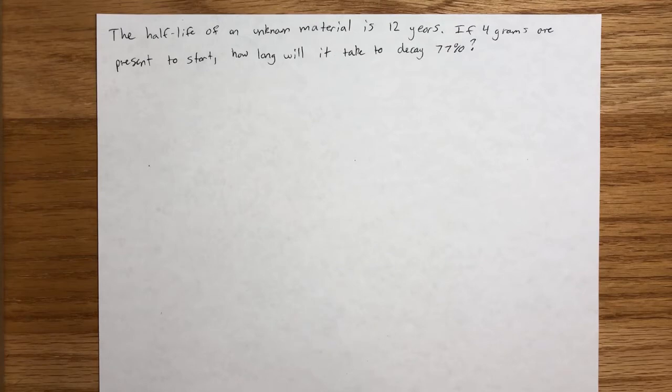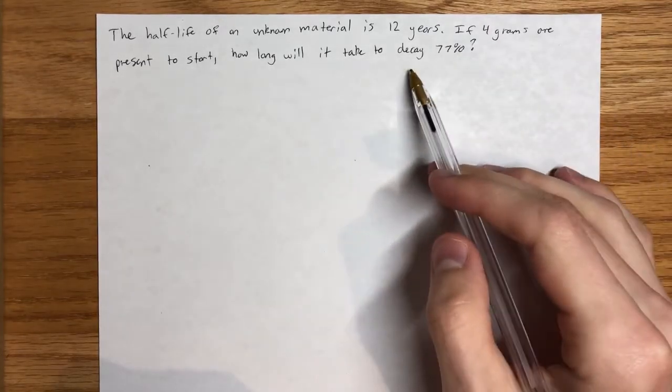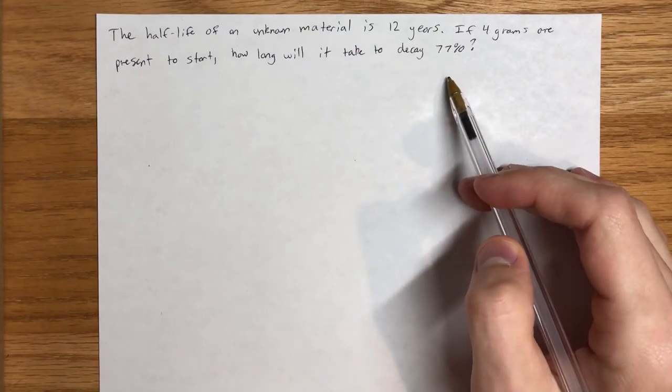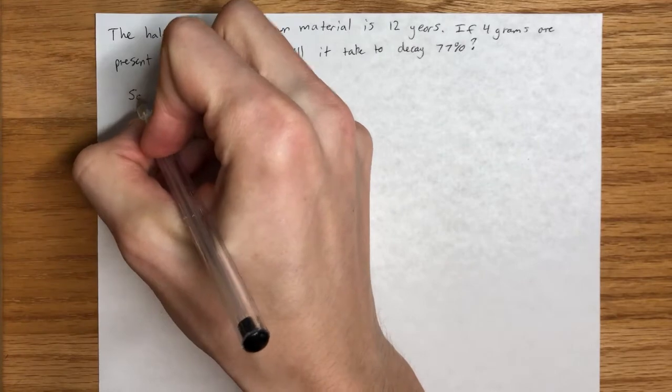Today we're going to be going through a carbon dating example, more of a story problem perspective on some stuff we've already gone through. So for this problem, we have a half-life of an unknown material, which is 12 years, and then we start with 4 grams. How long will it take to decay 77%? So to start out, our solution for this problem will be as follows.